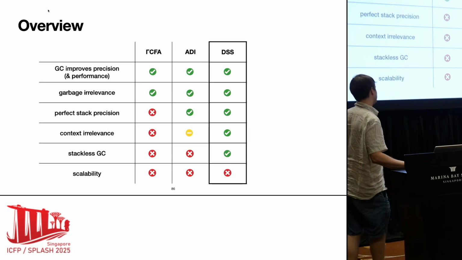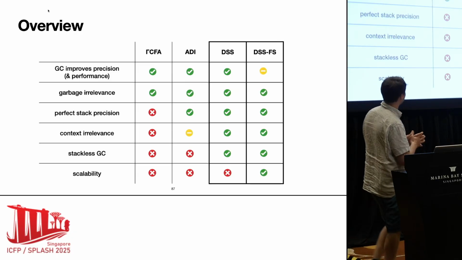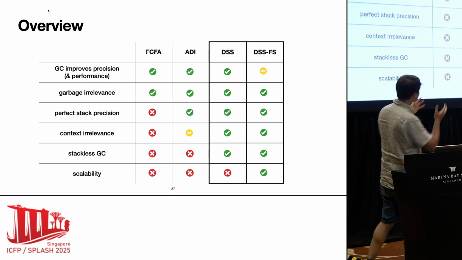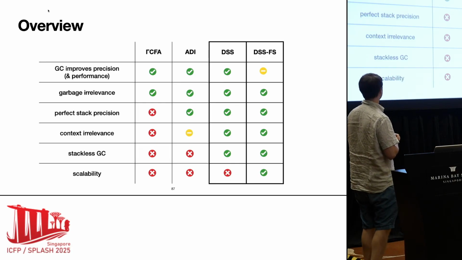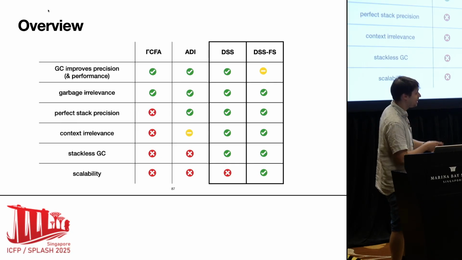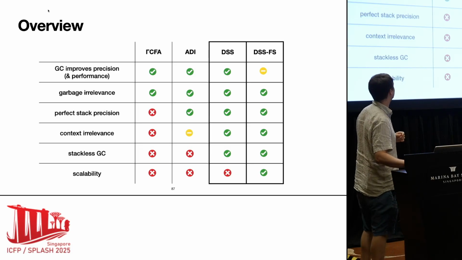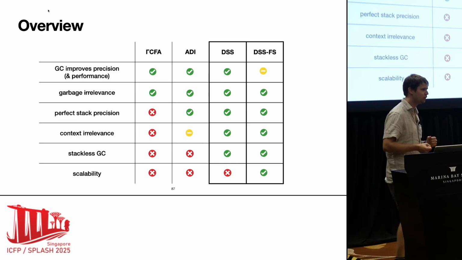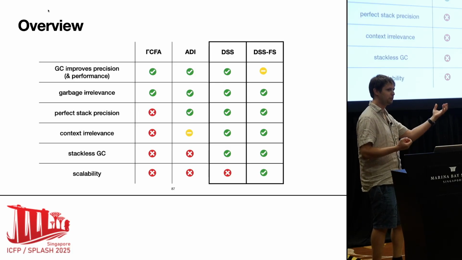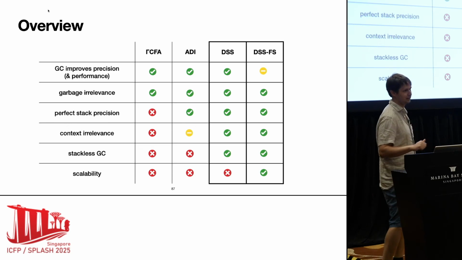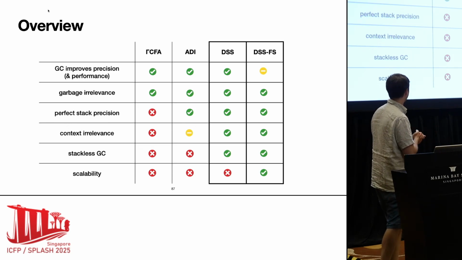And so if I go back to the overview here, we can add a final approach, DSS-FS, FS for flow-sensitive store widening, where we can fix the scalability issues of DSS, of course, at some price in precision, both directly due to the widening as well as indirectly due to a slightly less efficient garbage collection. But in the end, this does allow us to formulate an approach which can combine the benefits of abstract garbage collection and push-down control flow while still maintaining scalability, which we believe is a first.